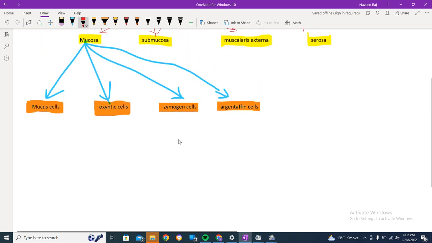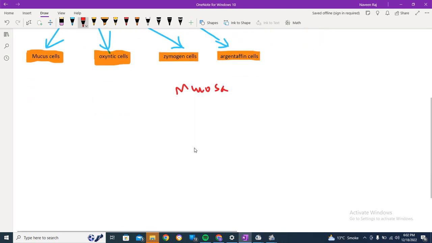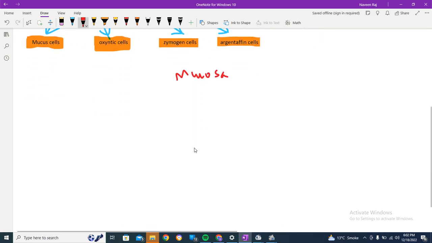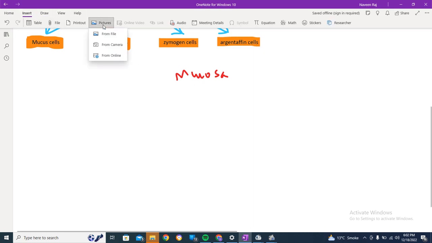Now first of all, let me discuss the mucosa. Mucosa is a layer. Mucosa is the innermost layer of the stomach, and it is tall, because of the tall, elongated, columnar epithelial cells there. Remember that I told you in my previous videos as well that I am not writing everything. You just need to listen up, I'm telling very important points. First of all, let me get a diagram over here to make it clearer.